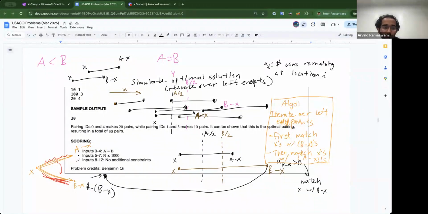And now the question is, why do we want to match x's with a minus x's, right? So an idea is, let's say x is over here, a minus x is here, and then this is the neighbor, b minus a minus x, right? Let's say we have space to transfer more things to here. It doesn't hurt to transfer things from here to here, right? So there's some intuition about why this works. But any questions?